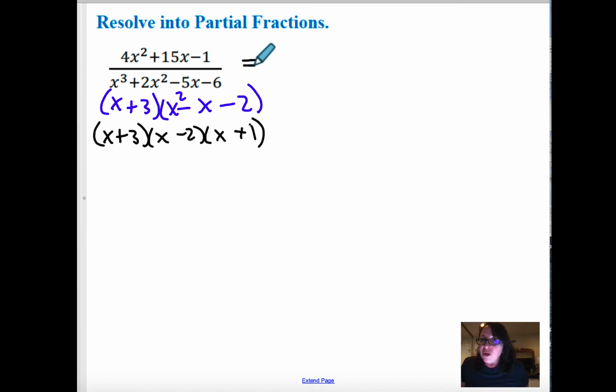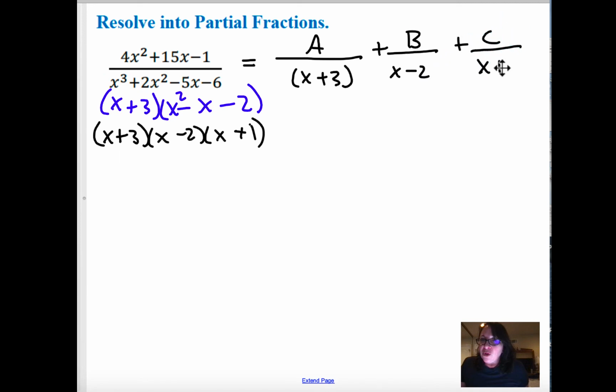So this is going to equal, now notice I have three quantities in my denominator. So this is going to be a over, pick one, x plus 3. But don't forget what you used, okay? Because different people are going to put these in different order. So these need to match up with what you put over what. Somebody might have put the x plus 1 first, and that would be their b. So you just got to be careful. Plus b over x minus 2, and then this will be plus c over x plus 1.